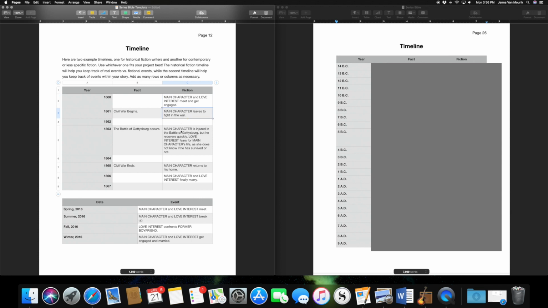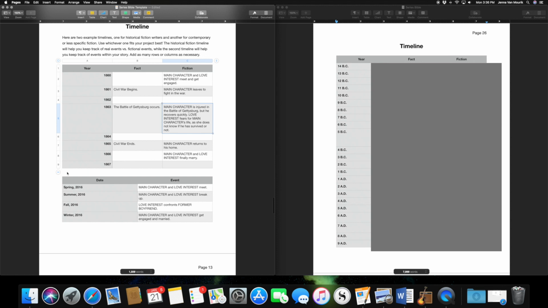For contemporary, I have this over here. And this is just spring, summer, fall, winter. And then each event as it happens in the story. If your story series takes place over a long period of time, this might be really helpful for you to kind of keep track of dates and things, especially if your characters get married or if they have an anniversary and you want to make sure that you are keeping track of that specific date. That is where a timeline might be helpful. And again, add as many rows or columns or delete as many rows or columns as are necessary for you to best keep track of your series.